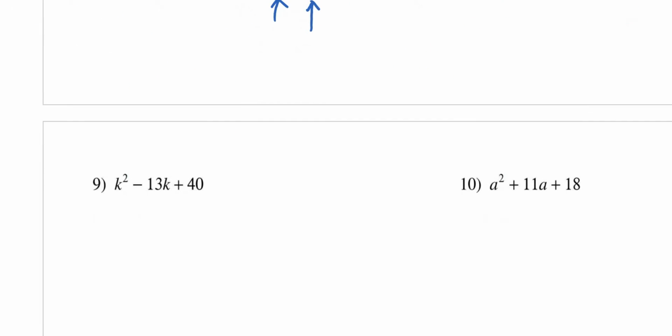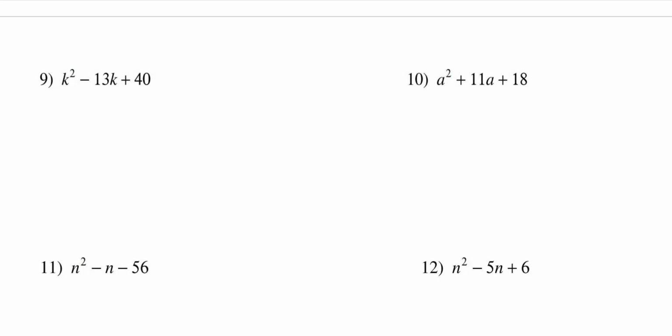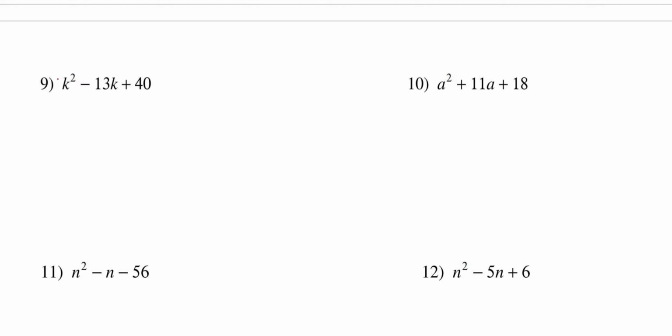All right, let's move on to the next few questions here. So question number 9, once again, there's a leading coefficient of 1. So we can set up a nice little table here on the side. And the numbers that we're looking at are 40, and we're also looking at the middle number here, which is -13. So our goal is to find two numbers that multiply to 40, and those two numbers need to add to -13.